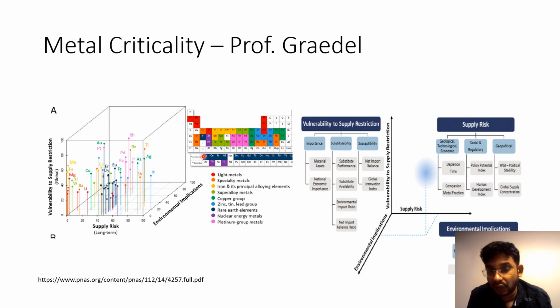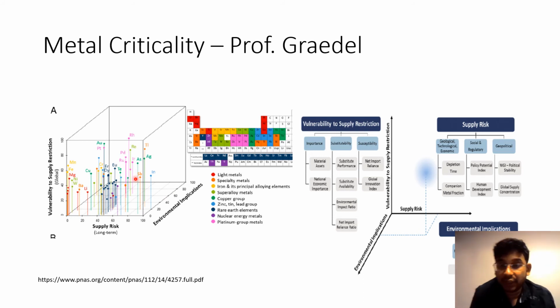And then you have environmental implications. This part, I think, is easily understandable. So with all these things, what they did, actually it's not so important, but I'll just tell you what they did: they used a scale from 0 to 100, averaged out all these things for supply risk, environmental implications, and supply restrictions, and then found a common average. Then they plotted this diagram of metal criticality. This is how they define criticality.